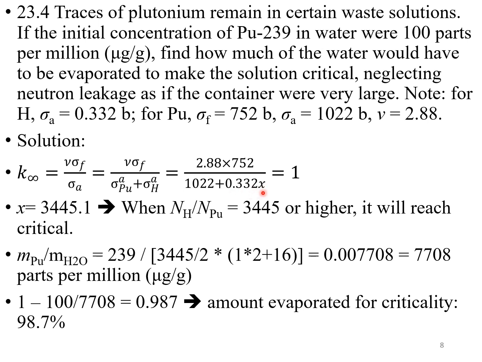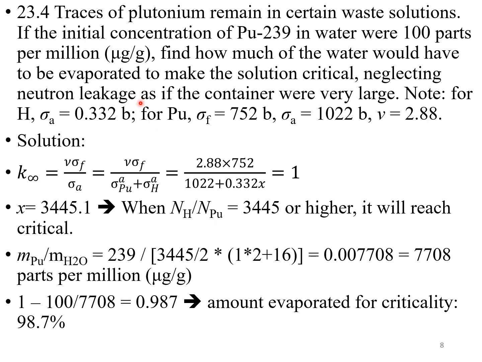So we'll see that if this x is very large, then you have the subcritical solution. Then if this x is low enough, then this K-infinity is going to be increased. Okay, we set this K-infinity to be 1, and we solve for x with this value. This one means that when the NH over N plutonium is equal to this value, it will reach critical. Then if this value is reduced even more, then it will go to supercritical. So this is the atomic ratio.